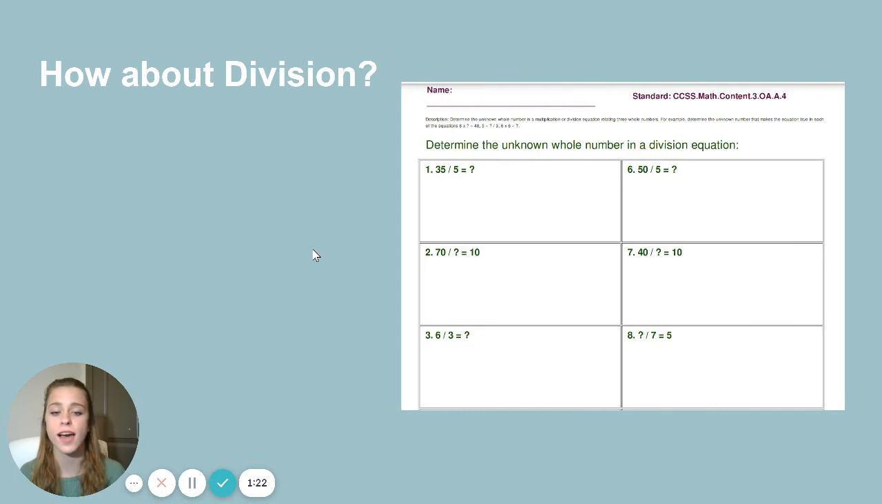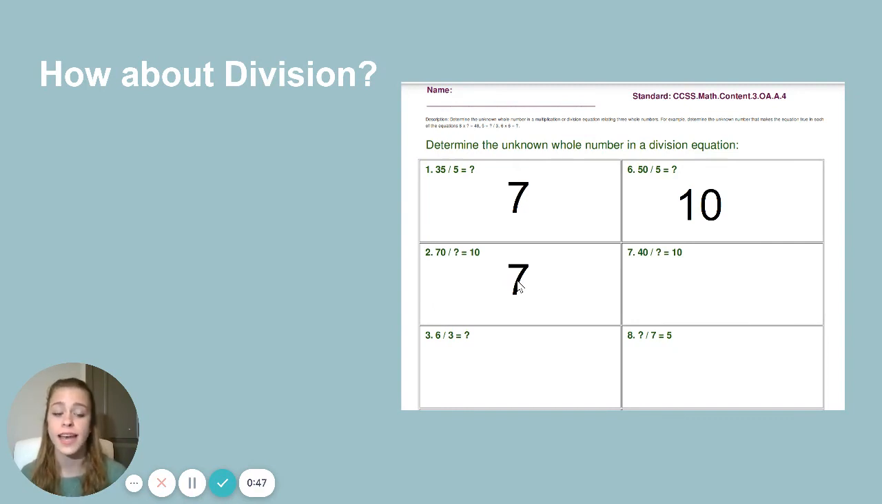So we have 35 divided by 5, and that's going to equal 7. We have 50 divided by 5, which is going to equal 10, because 5 times 10 equals 50, right? We have 70 divided by blank equals 10, and this is really similar to this last problem, but it's going to be 7, because 7 times 10 equals 70. This is a great way to check yourself, is to go back and do the inverse operation, okay?